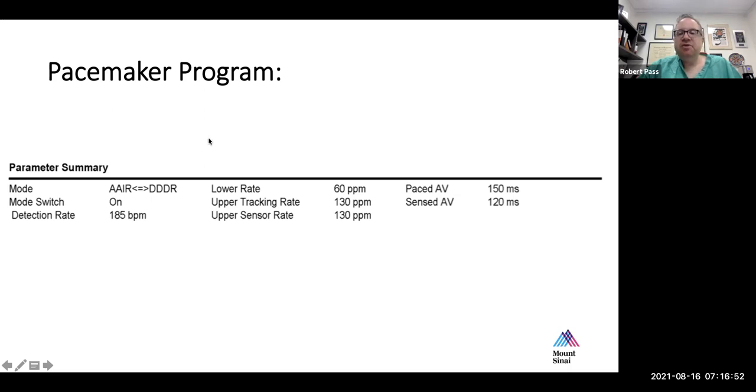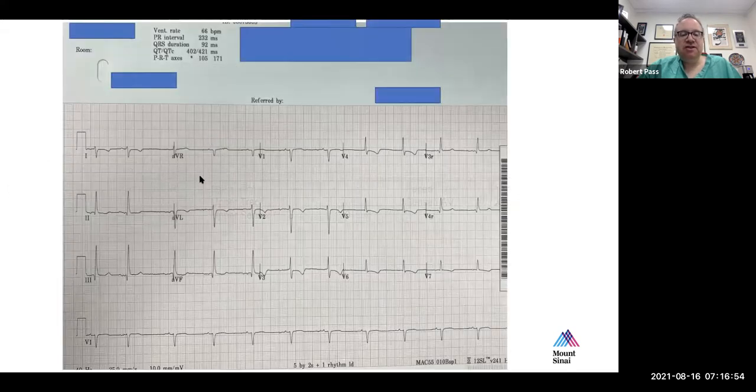So in this particular patient's tracing, this is AAIR pacing. This is probably a PAC, which is why there's an irregularity here in this beat. But it is not unreasonable for the patient to be paced a little bit above a rate of 60.